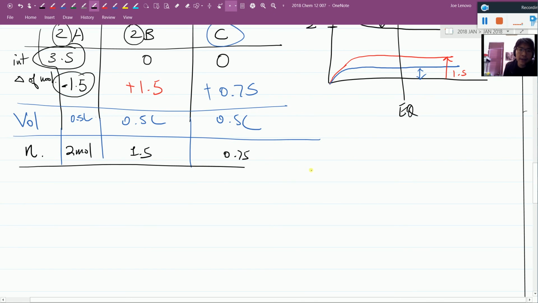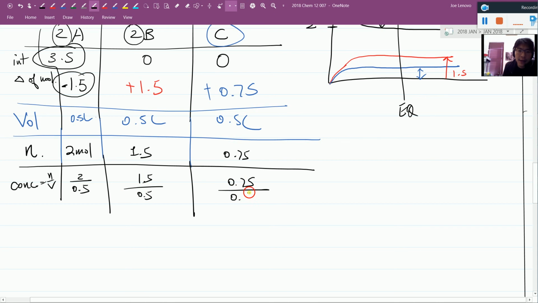Then we calculate the concentrations. As the concentration equals n over V, this is 2 divided by 0.5, then 1.5 divided by 0.5, and the last one is 0.75 divided by 0.5. Dividing by 0.5 means times 2. So the concentration here would be 4 M, that one would be 3 M, and that one would be 1.5 M.